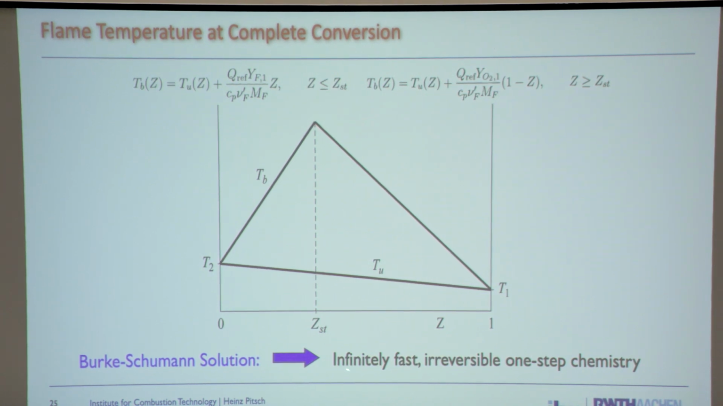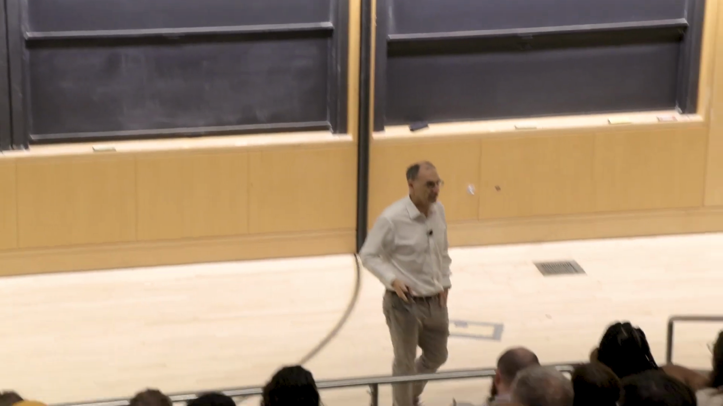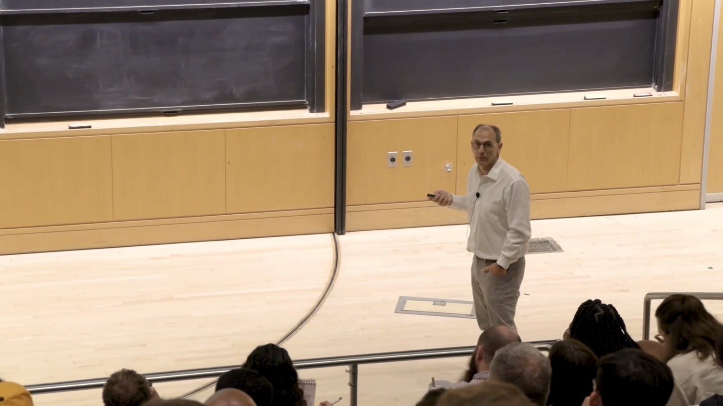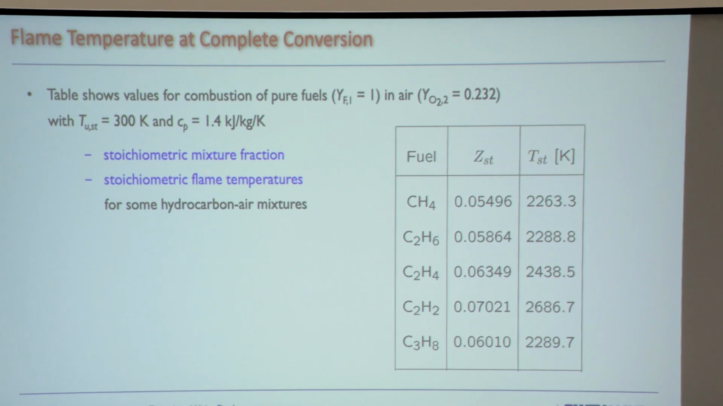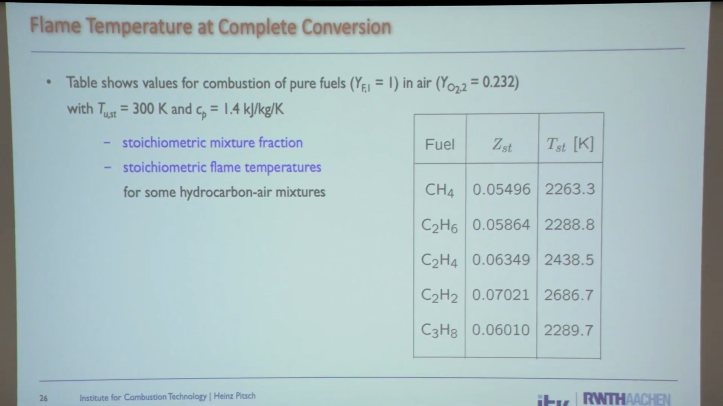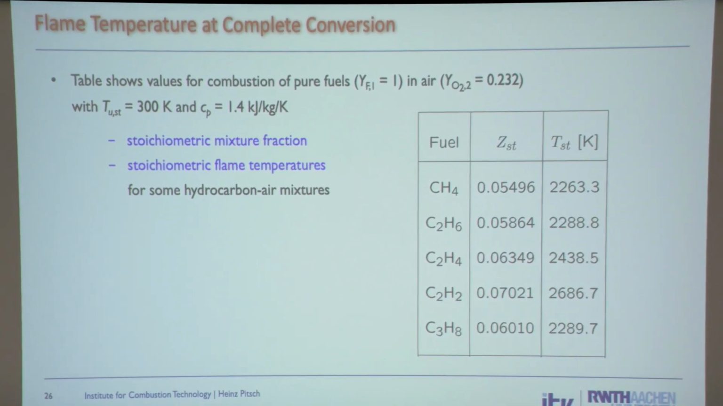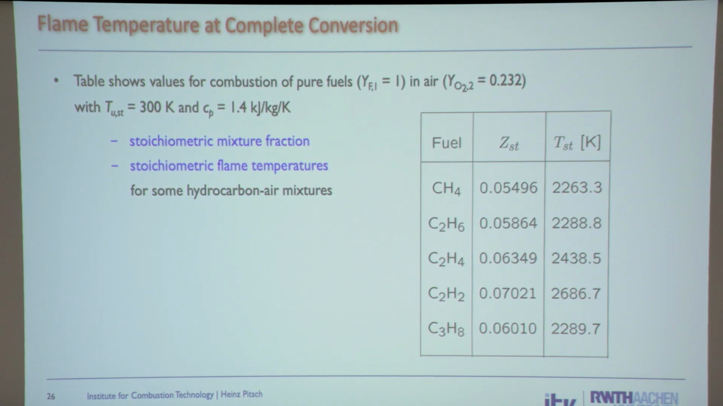But again, this assumes infinitely fast, irreversible one-step chemistry. Irreversible means full conversion, okay? There's no fuel and no oxygen left. It's all products at the end. This just shows a table for different fuels and the adiabatic temperature.